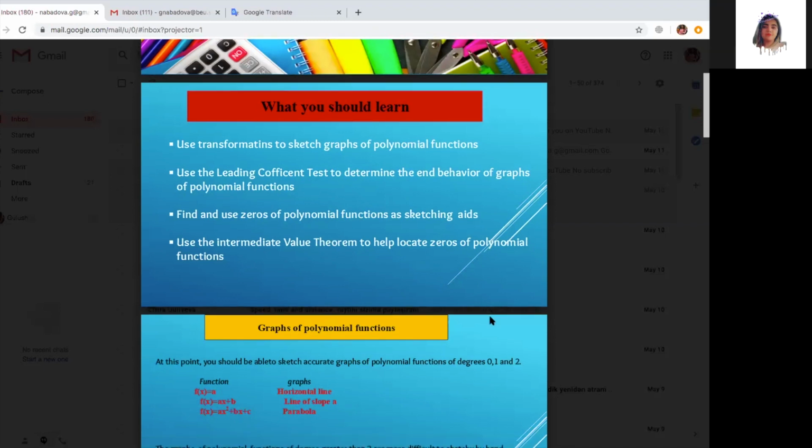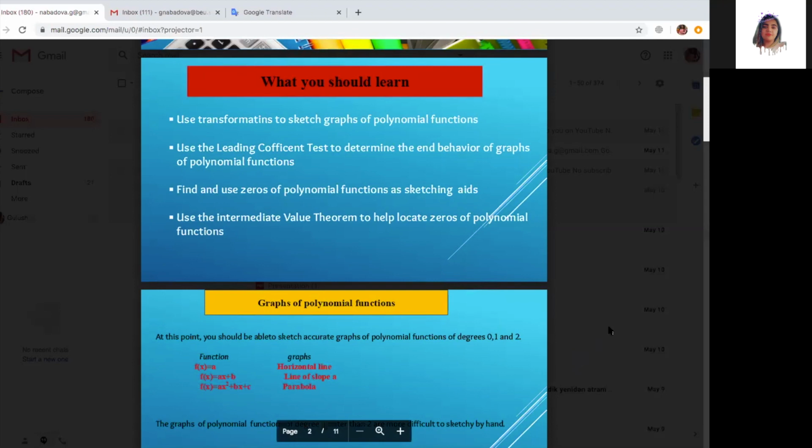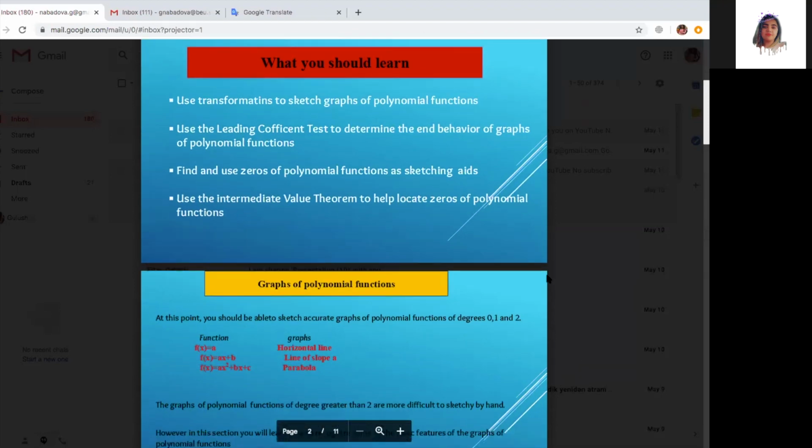First of all, I want to talk about what we should learn from this slide. Use transformation to sketch graphs of polynomial functions. Second, use the leading coefficient test to determine the end behavior of graphs of polynomial functions. Find and use zeros of polynomial functions as sketching aids. Use the intermediate value theorem to help locate zeros of polynomial functions. Next slide.